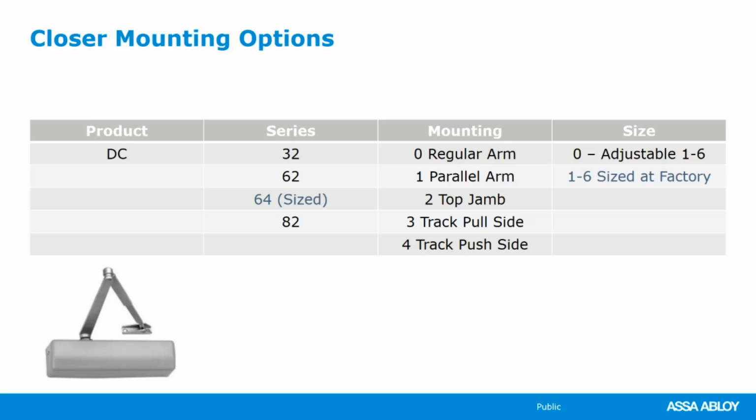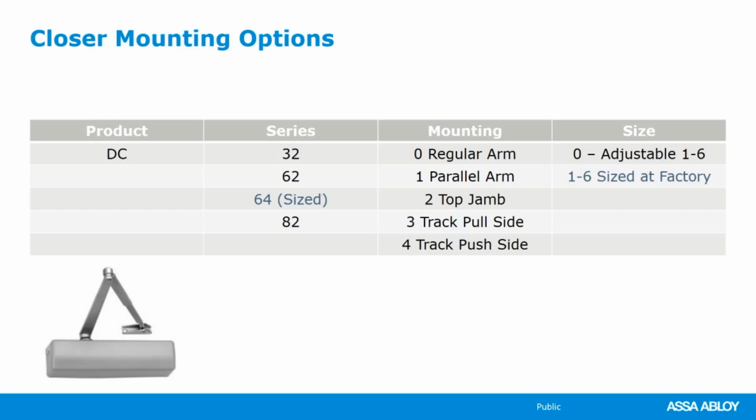So the third digit of the closer after the series, a 0 would tell us it's regular arm. A 1 is parallel arm. That 1 is also for a tri-pack closer. The 2 is top jam. The 3 is track mount pull side. The 4 is track mount push side for all the closers.